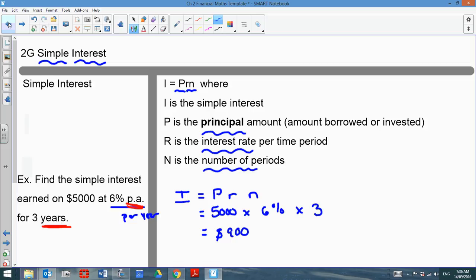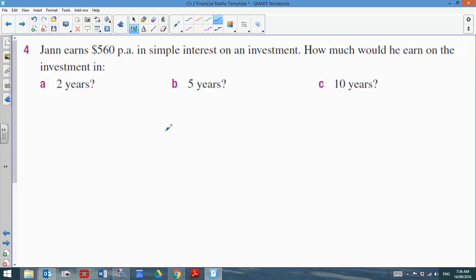All right, so this is example 4, and again, we're in 2G. Example 4 says that Jan earns $560 per annum in simple interest on an investment. How much would he earn on the investment in 2 years? Again, he's earning $560 per year, and he's going to leave his money in there for 2 years. So we have the same rate. We just take that $560 that he earns per year and multiply that by 2 years, because we want to know how much he's going to earn. If it's $560 per year, 2 years pass, he'll make $1,120.